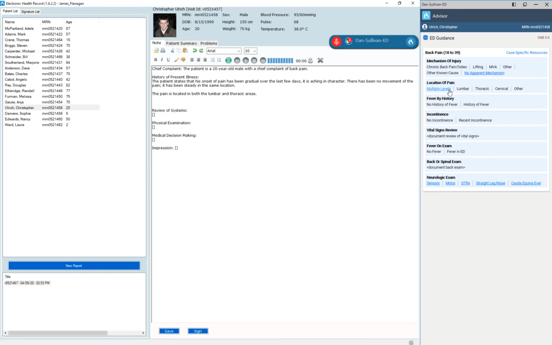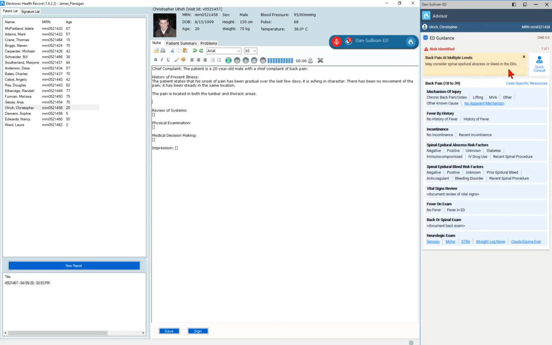So location will retire, but the algorithm will now suggest consideration of a spinal epidural process and offer risk factor analysis for epidural abscess and epidural bleed. Back pain history 3.